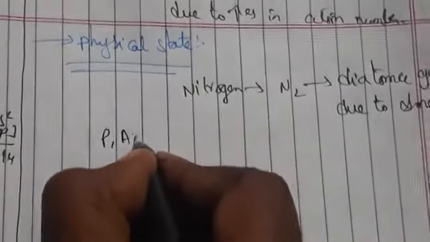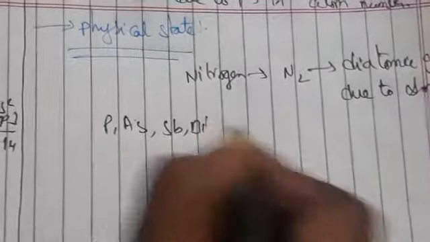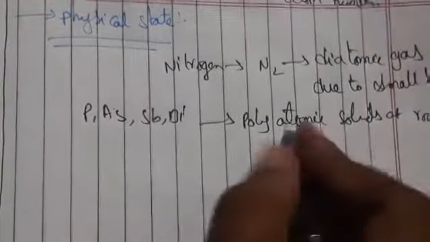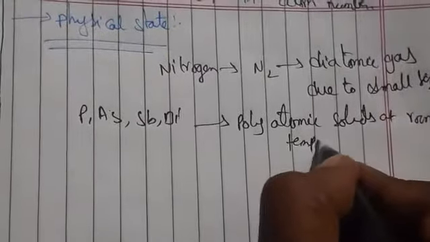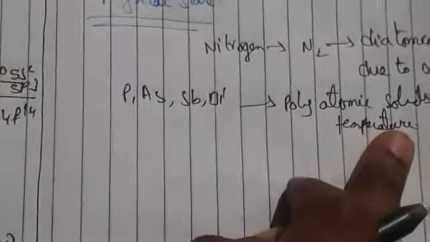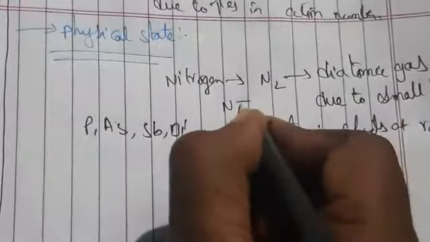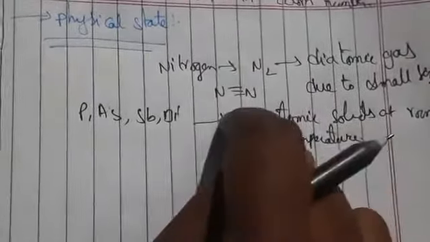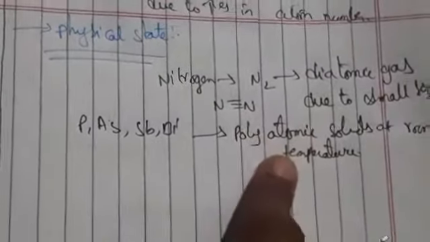Coming to phosphorus, arsenic, antimony, bismuth, these are polyatomic solids at room temperature. Due to smaller size, two nitrogen atoms exist together as N triple bond N. A multiple bond forms due to sideways overlapping of p orbitals, and so it exists as a gas.